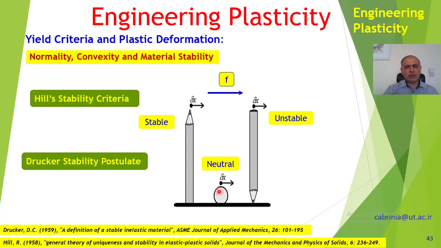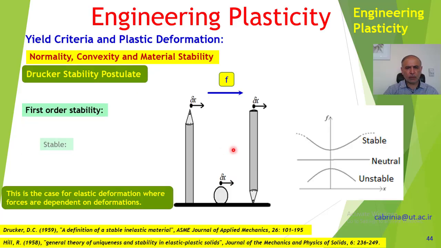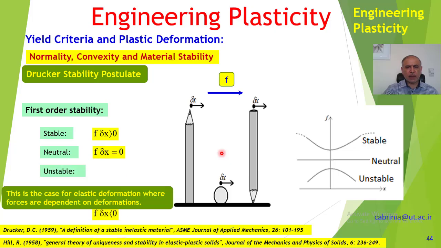It makes some changes, it moves it delta x, but it neither goes back to its original position nor will it be completely out of balance like this. So we call this first order stability. Okay, first order stability, and we have shown it in this figure here.